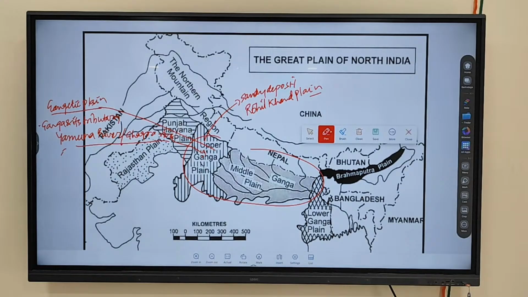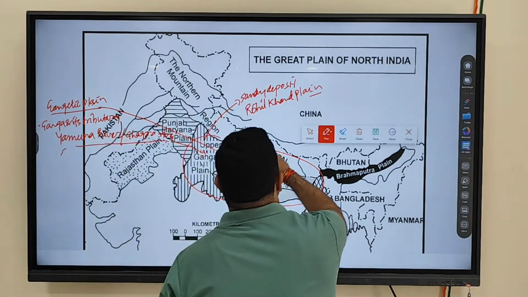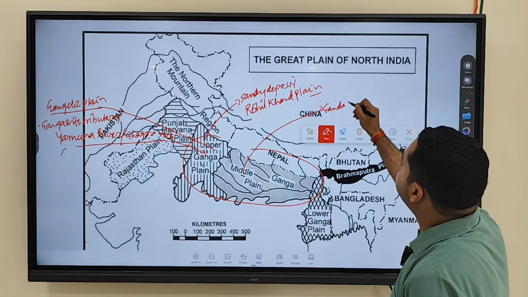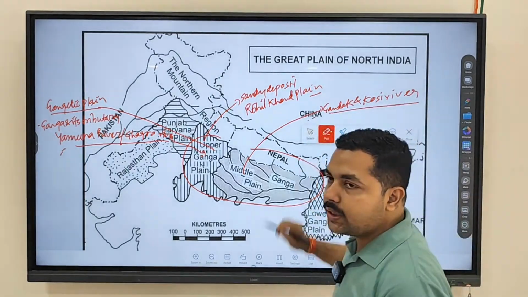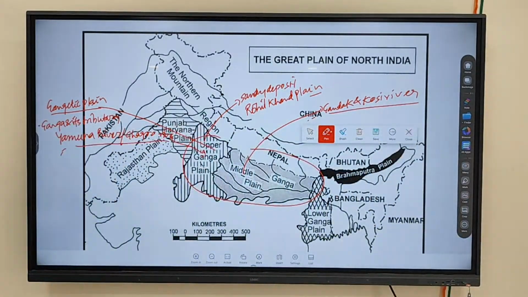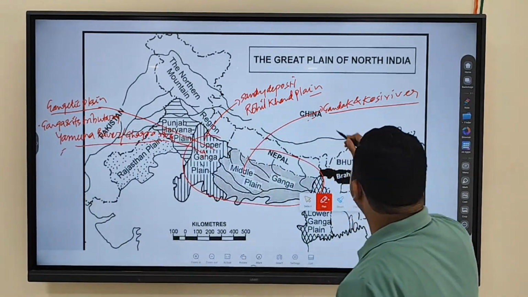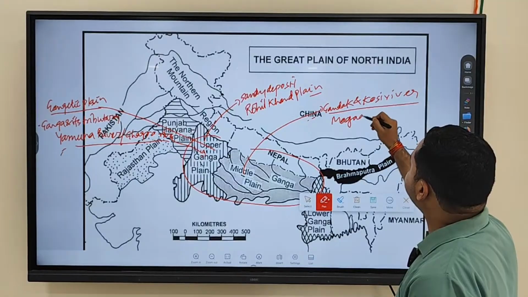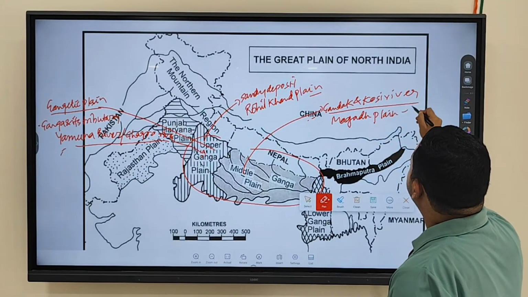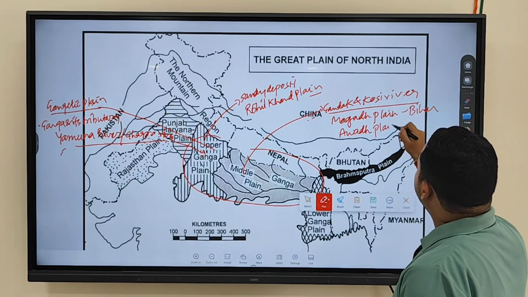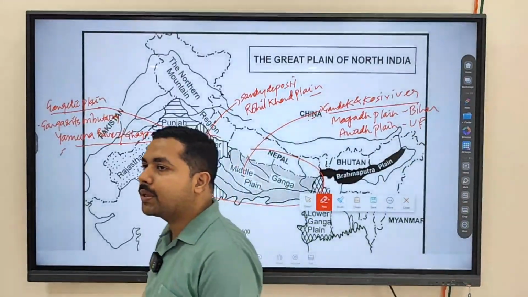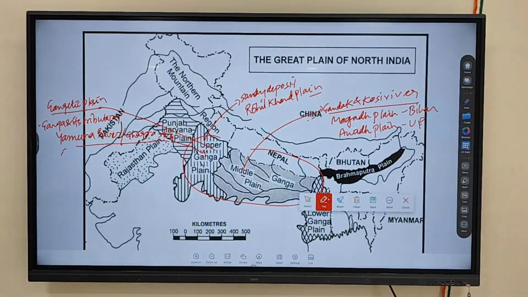Middle Gangetic plain is created due to the Gandak and Kosi rivers. Gandak and Kosi river sediments are creating your middle Gangetic plain. Clear? It is also referred to as the Magadh plain or Awadh plain. Magadh plain in Bihar. Fine. Awadh plain in UP. So the middle Gangetic plain is also referred to as the Magadh plain or Awadh plain. Clear?